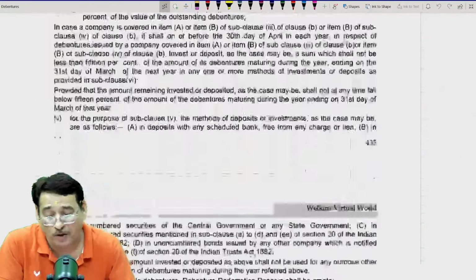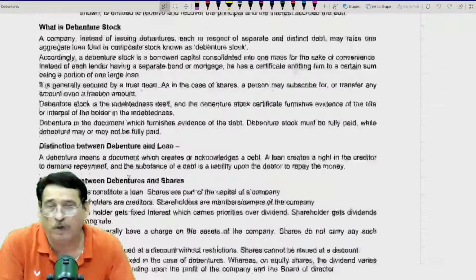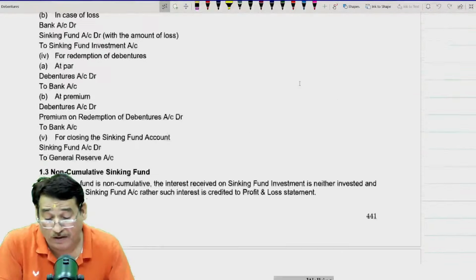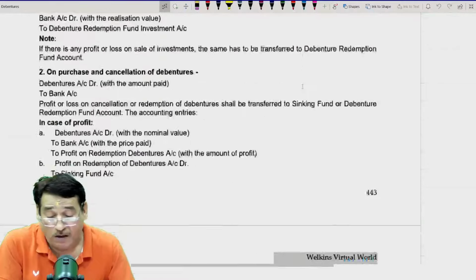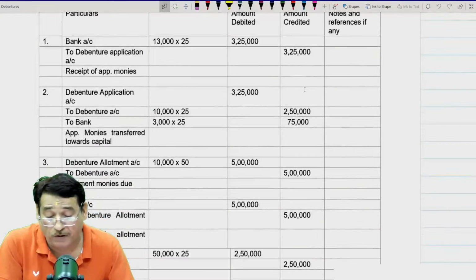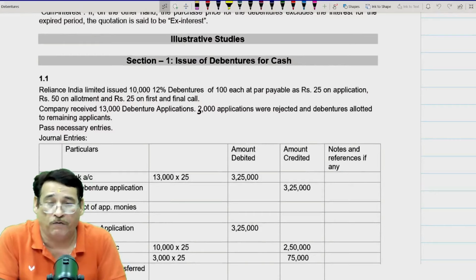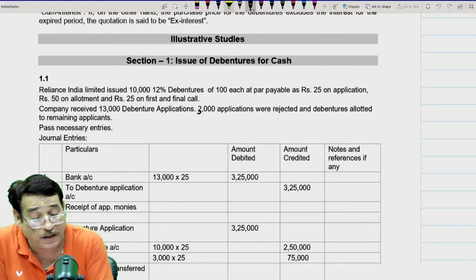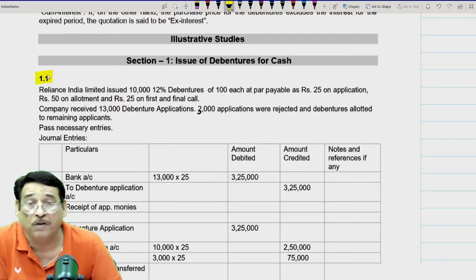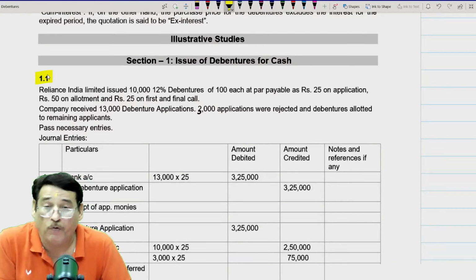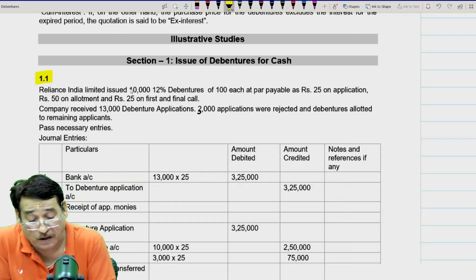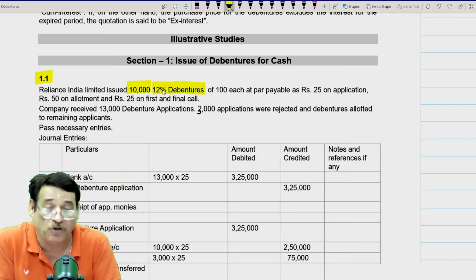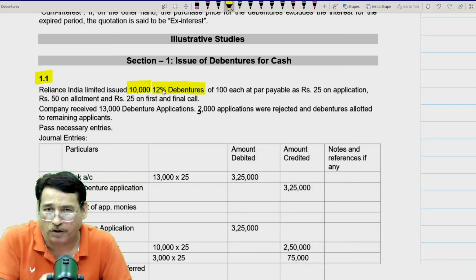Now we come straight to the points. These are the notes. Please pull out your notes and open section number 1. Now, section number 1 is similar to issue of share capital, correct? So, just to open the chapter, we have kept this particular section, otherwise there was no need. Now, coming to this particular section, as you can see, this is your question number 1.1. Here it is stated that Reliance Limited has issued 10,000 debentures, 12% debentures. 12% is also known as the coupon rate of interest.